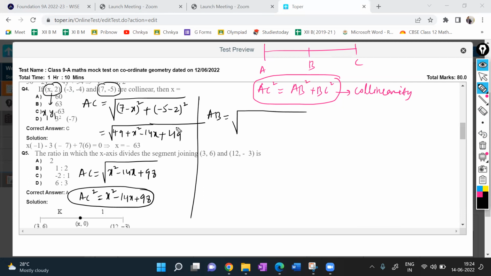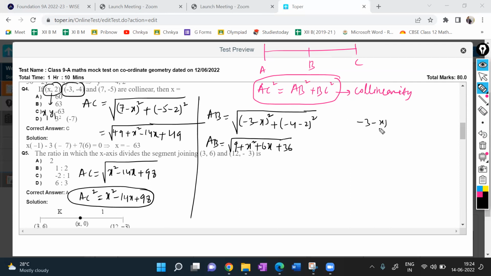Now we need AB. AB is nothing but the distance between A and B. The point is minus 3, minus 4. So minus 3 minus x whole square plus minus 4 minus 2 whole square, x2 minus x1, right? So what are you going to get now? AB is equal to 9 minus x whole square, that is, x square plus 6x plus 36. Correct?